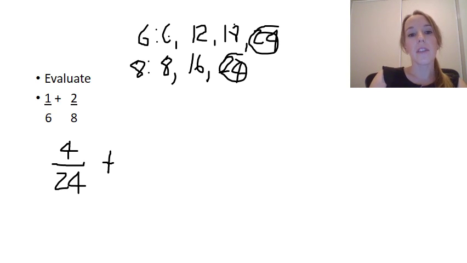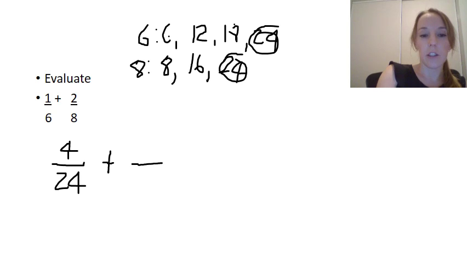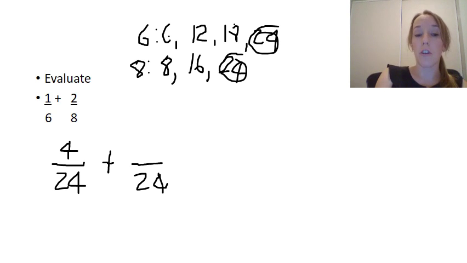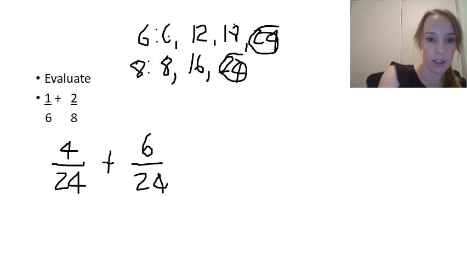For our 2/8, to get the 8ths into 24ths, we have to multiply by 3. 8 times 3 is 24. And then we also have to multiply our numerator by 3. 2 times 3 will give us 6.